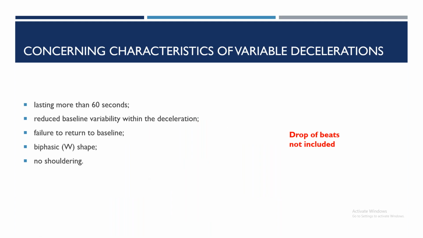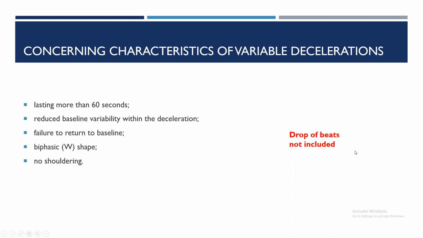These are now defined in the recent NICE guideline of CTG as concerning characteristics. So these are these 5 things. Remember well: delayed recovery of more than 60 seconds, reduced baseline variability within the deceleration, failure of deceleration to return to baseline, any biphasic component, and no shouldering. So these are the 5 characteristics which are known as concerning characteristics of variable decelerations.